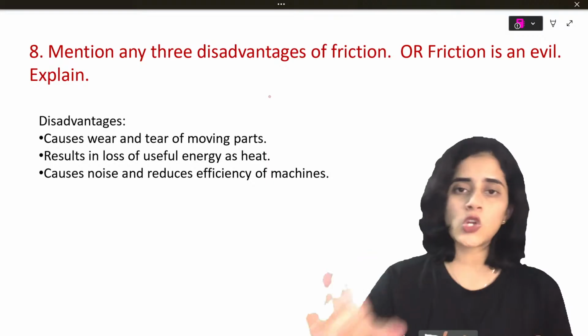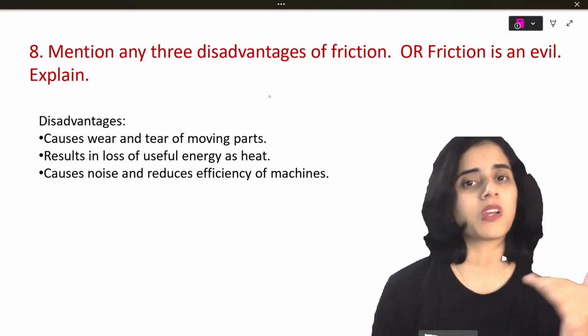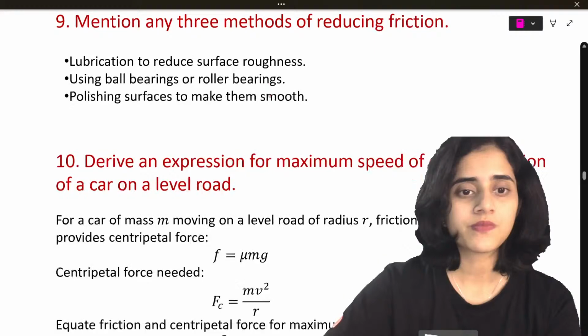Yes, these are PYQs as well as questions from the board. Everything mixed together.